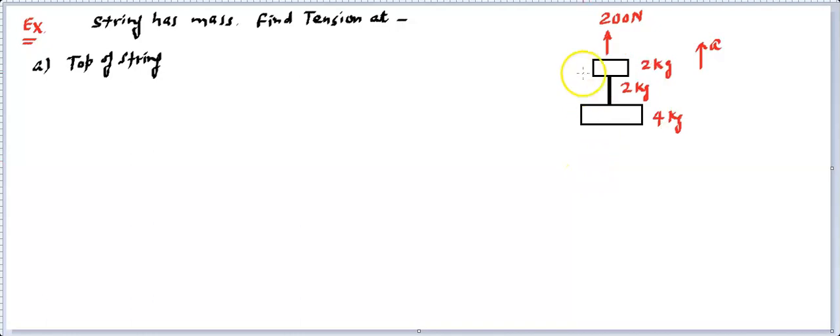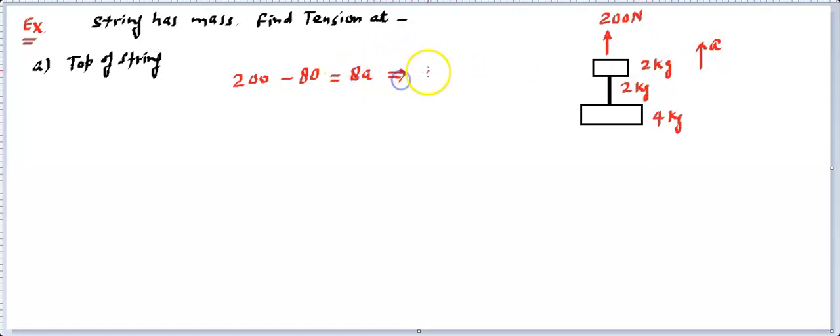If we do so for this entire system, then you can find what the acceleration is going to be, right? And how will the equation be? The upward force is 200 Newton minus, because the system experiences a downward force equal to the weight. And how much is the weight going to be? 2 plus 2 is 4, plus 4 is 8, that is 80 Newton. I'm writing directly, you can catch it. This is equal to 8 into a, total mass into acceleration.